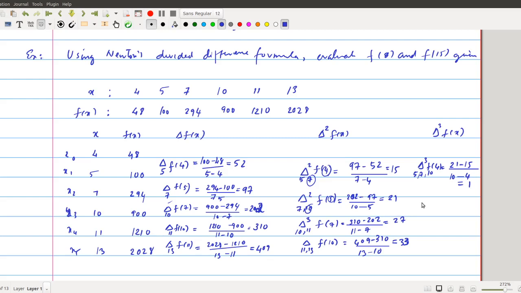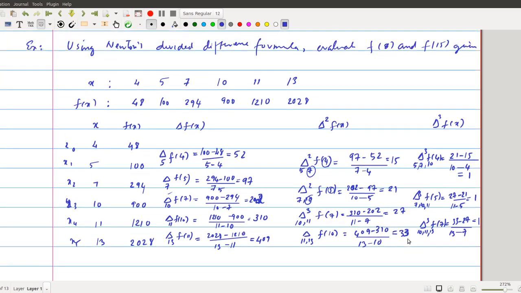Similarly, you evaluate this one, that is delta cube of 7 10 11 of f of 5. That will be the difference between 27 and 21, 27 minus 21 divided by 11 minus 5. So that will be 1 again. Finally we have delta cube of 10 11 13 f of 7, that will be the difference 33 minus 27 divided by 13 minus 7, which is also equal to 1. So these are the table values.